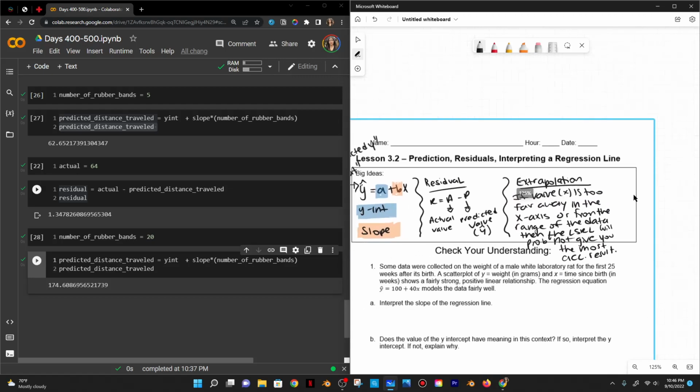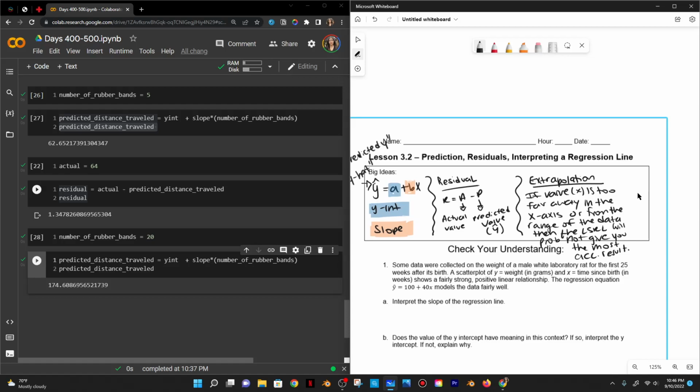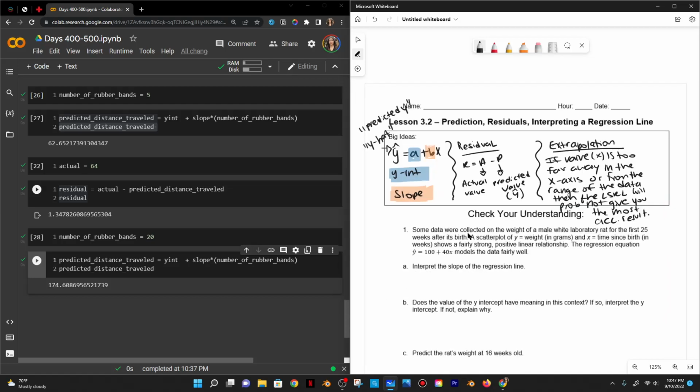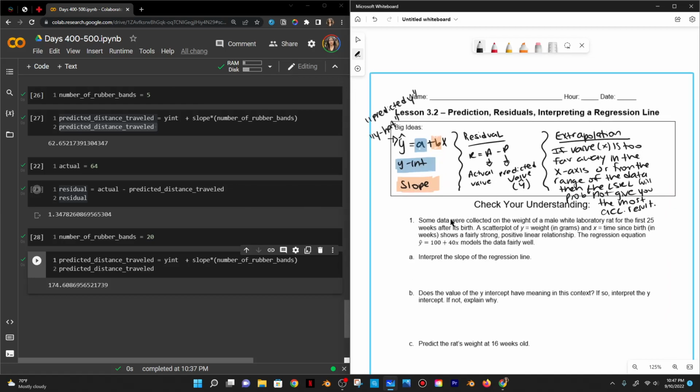Another way to sum that up is to trust more the values that you get when they're within the range of your data, right? So with 5 rubber bands versus 500 rubber bands, you can trust the predicted distance traveled for a Barbie with 5 rubber bands more than for a Barbie with 500 rubber bands, right? Because in the data you only have up to 7 rubber bands.